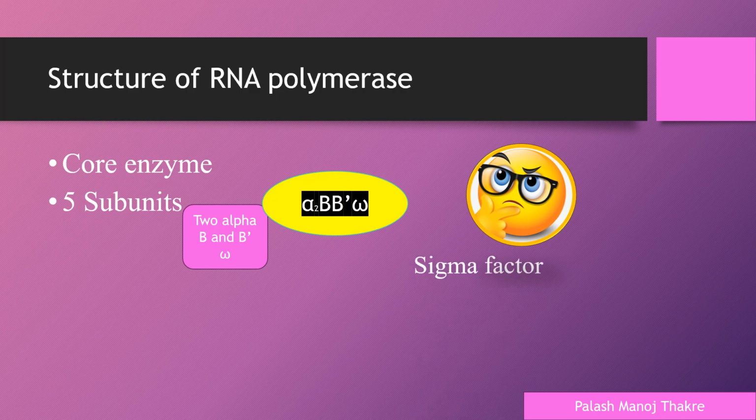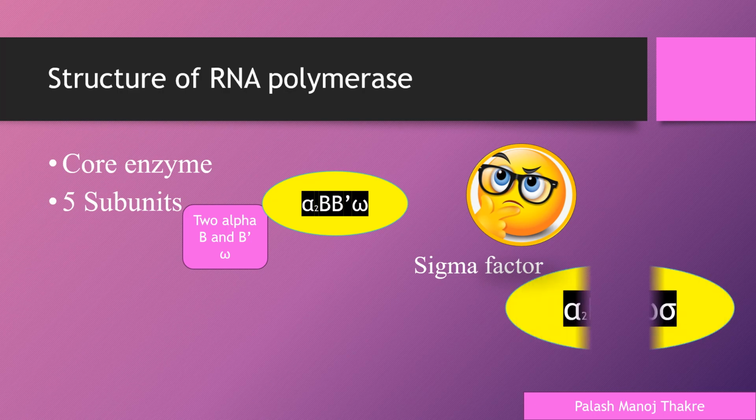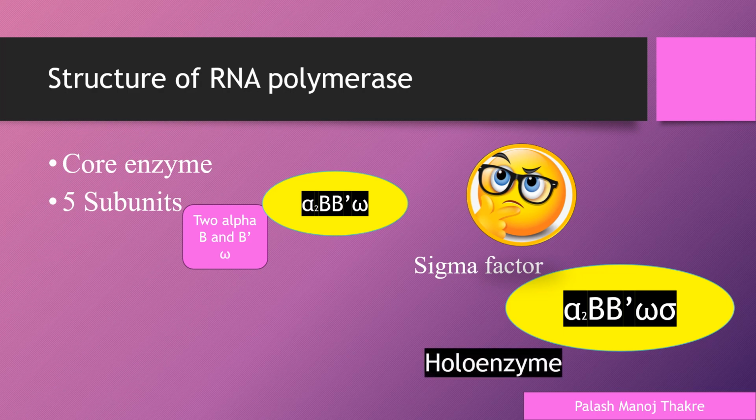The sigma factor binds to the core enzyme and the enzyme becomes a holoenzyme, and the complex becomes the alpha 2 beta beta dash omega sigma complex. The sigma factor is required only for transcription initiation. The sigma factor is released from the holoenzyme complex, leaving the core enzyme, after transcription initiation.